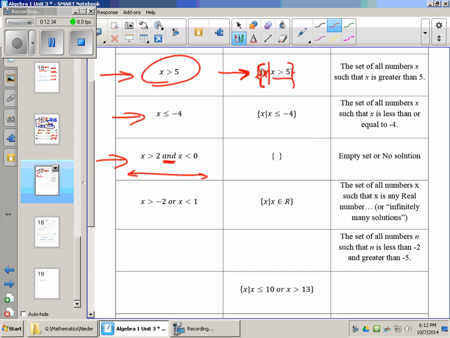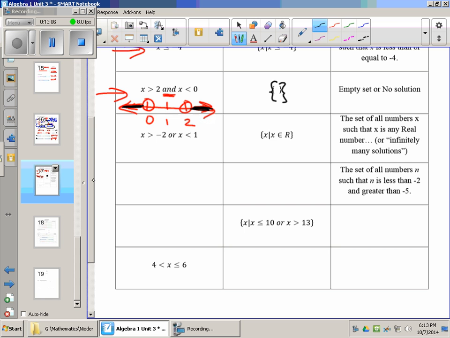Let's think about that on a number line. 0, 1, 2. If x is greater than 2, that's all those numbers, right? If x is less than 0, that's all those numbers, right? There's no overlap there. You can't be up here and down here at the same time. So that means there's no solution. Well, no solution in set builder notation is just what we call the empty set, which is these two curly brackets there with nothing inside of it. Okay? That means the empty set or no solution.